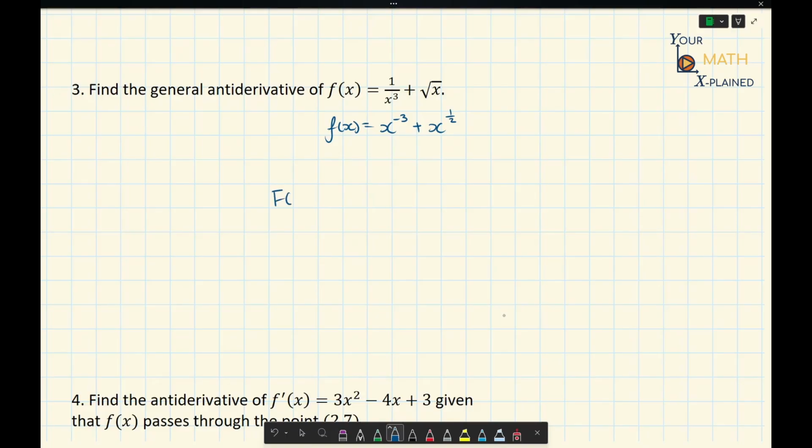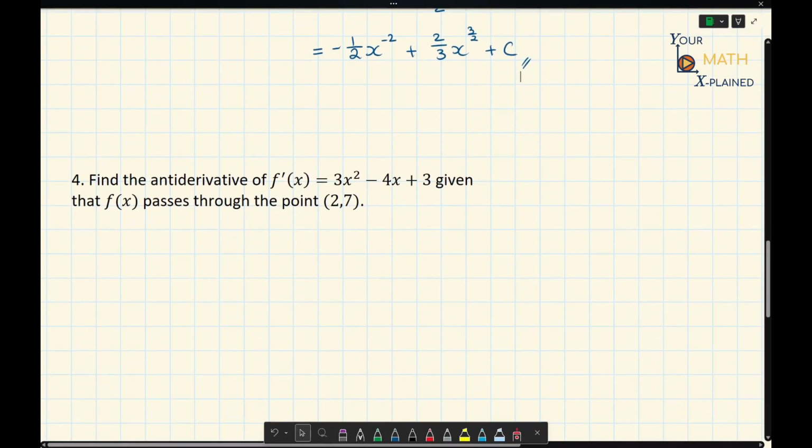So we get capital F of x is equal to x to the power of -2 over -2 plus x to the power of 1/2 plus 1, that's going to be 3 over 2. And then this is going to be over 3 over 2, and then we add our constant c. So that means the general antiderivative for this one is going to be negative 1/2 times x to the power of negative 2 plus 2 over 3 times x to the power of 3 over 2 plus c.